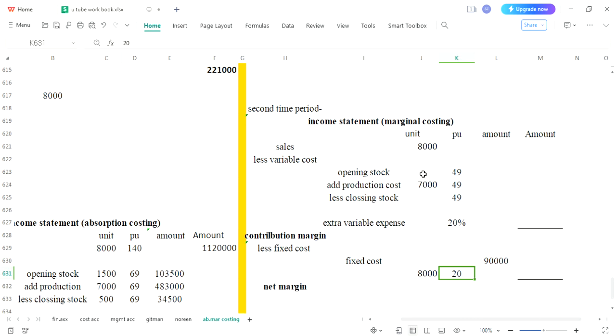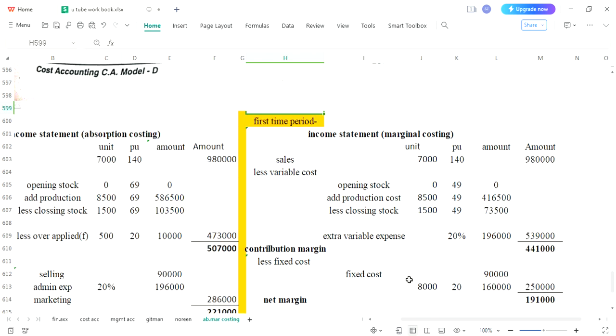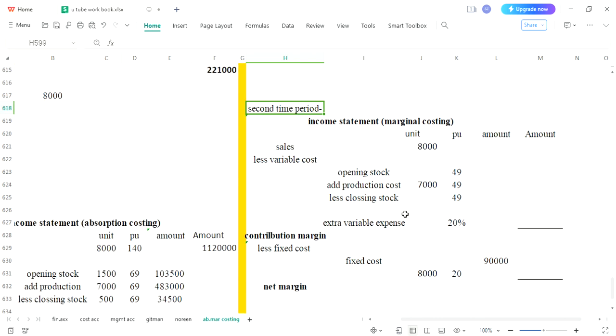Opening stock. No, we are actually doing second time period, so closing stock of first time period. This is your first time, and closing stock is 1500 number of unit. It would be opening stock of current period.